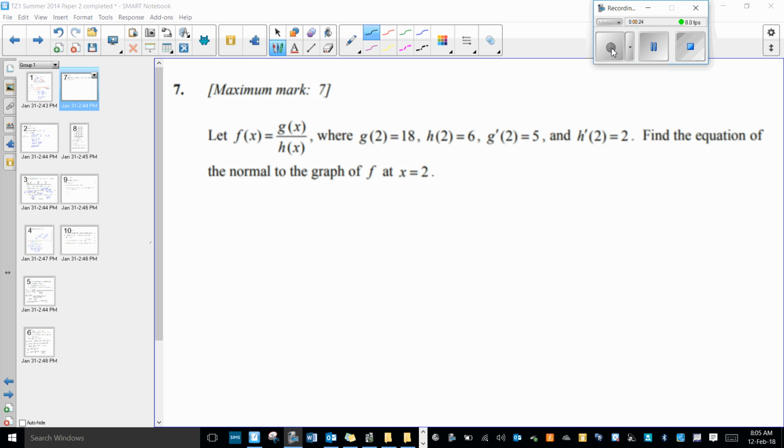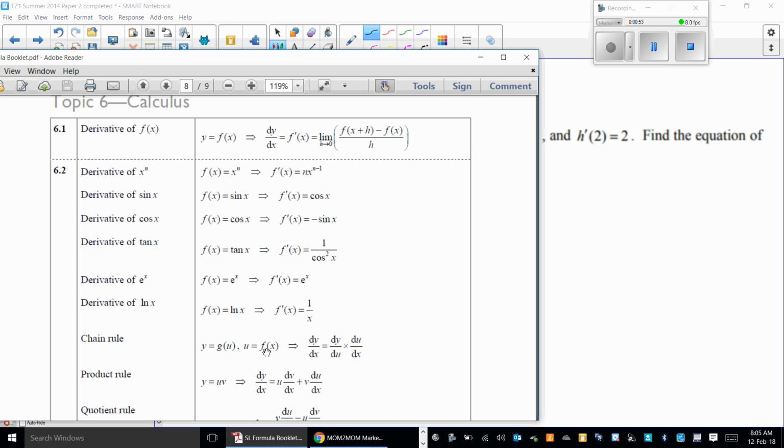So first of all, if we're trying to find the equation of the normal, obviously to find the equation of any straight line we need to know the gradient and a point on the line. So let's go and try and find the gradient first. We know that g' will tell us the gradient for the tangent, but we've got something divided by something else here, so this is a quotient. So let's remind ourselves of the quotient rule.